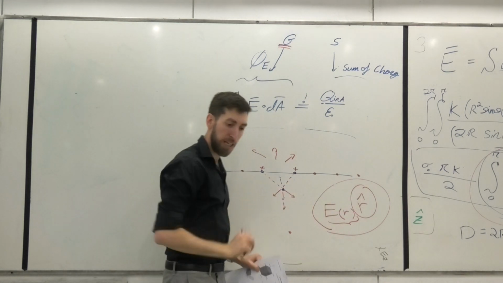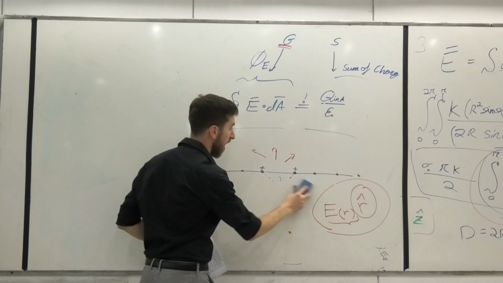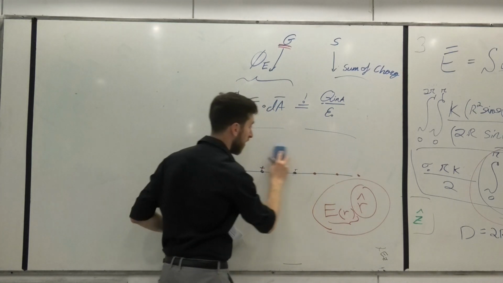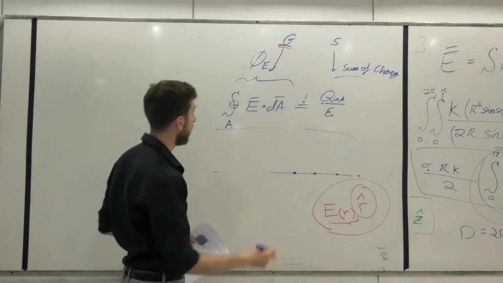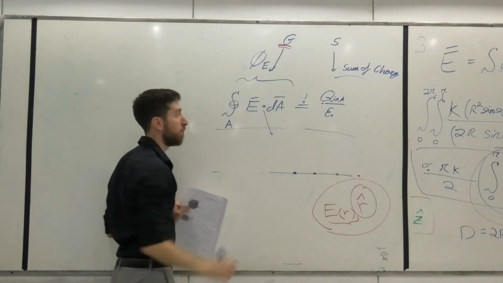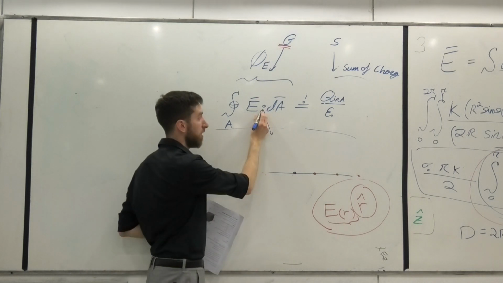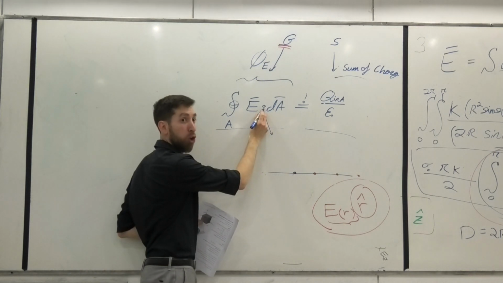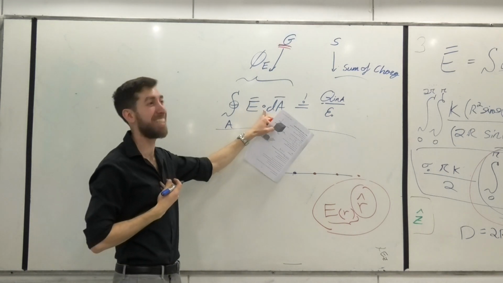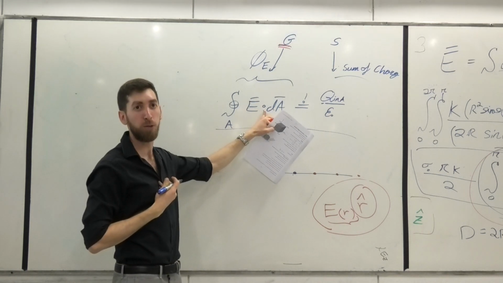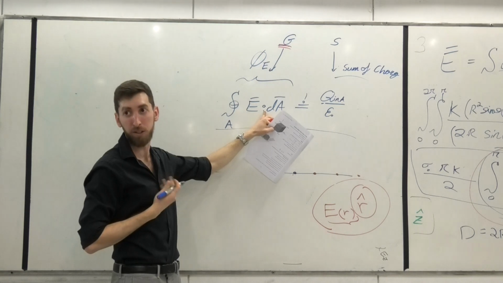Okay, so let's go back. If I understand how the electric field is behaving, I'm going to choose some area. Which area am I going to choose? Something that is really helpful: the dot product. The dot product is actually killing vectors. That's what it's doing.